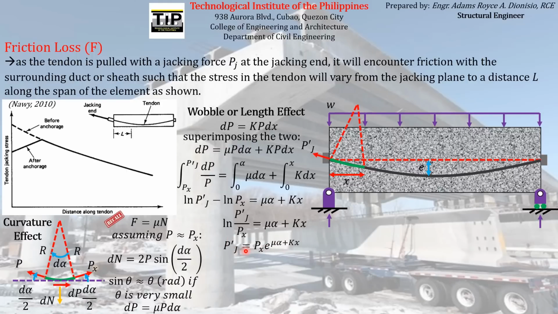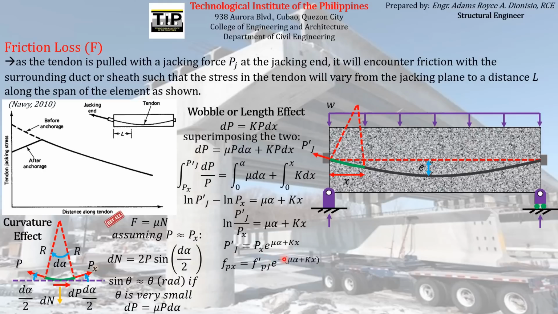So if we try to express these forces in terms of the corresponding stresses, we just have to divide the forces by the cross-sectional area of the pre-stressing reinforcement. So we can divide them by the area of the reinforcement to have the equation in terms of stresses. And take note, after dividing the forces by the area of the pre-stressing reinforcement, we can express the equation in terms of the force or stress acting at distance x from the jacking end.